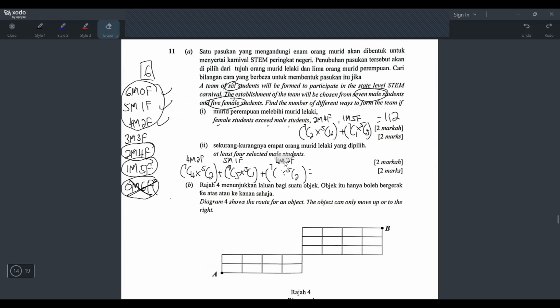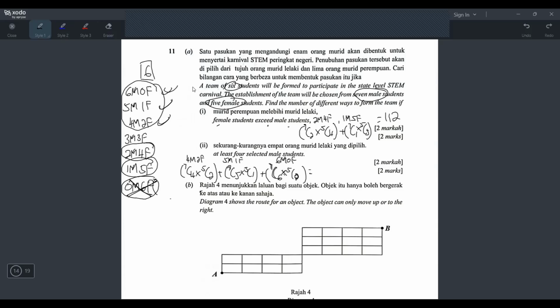Okay, this one is not 4 male, 2 female, because 4 male, 2 female, I do it here already. So this one is 6 male, 0 female. So this is actually 7C6 times 5 female, C0. Okay, I see that place, right? Because I write the same thing 2 times. Okay, so it's actually this one plus this one plus this one. Okay, let me press again.